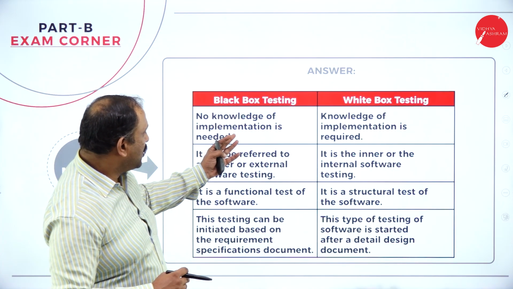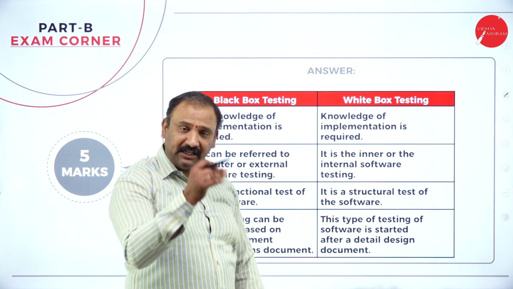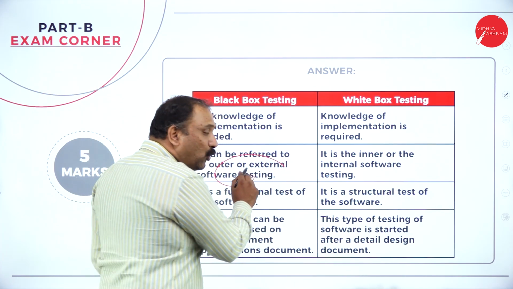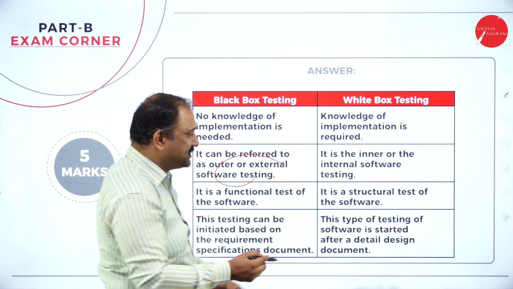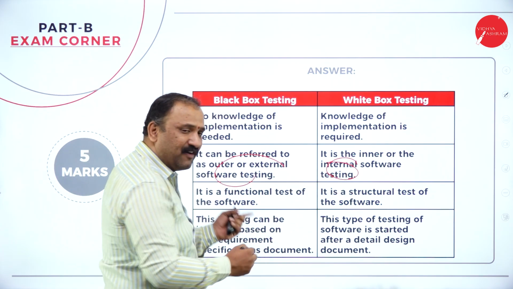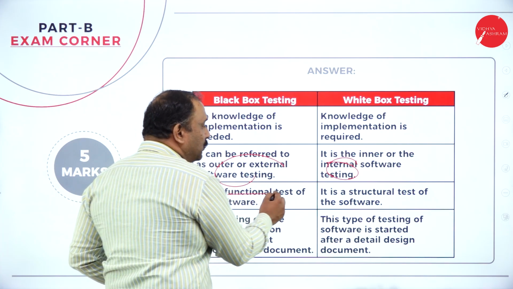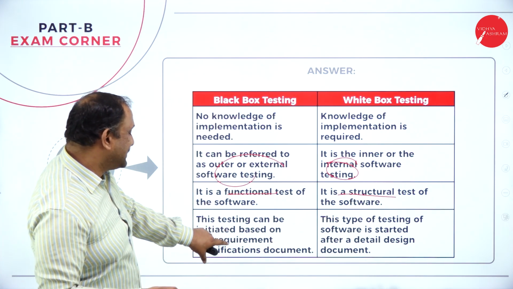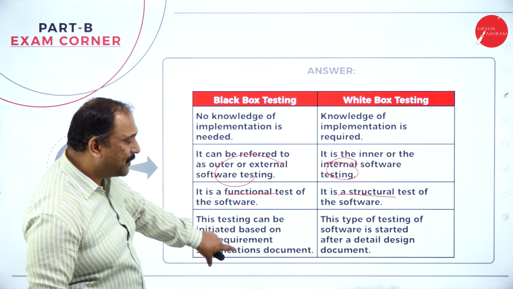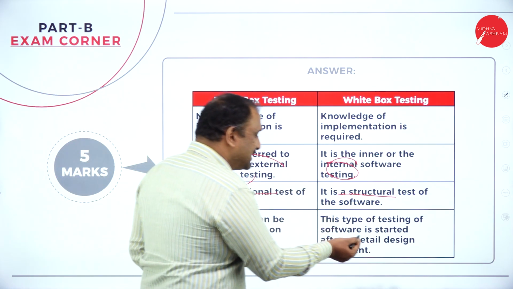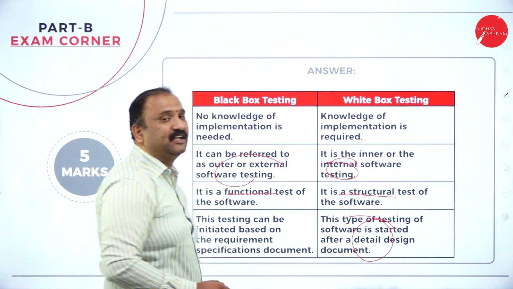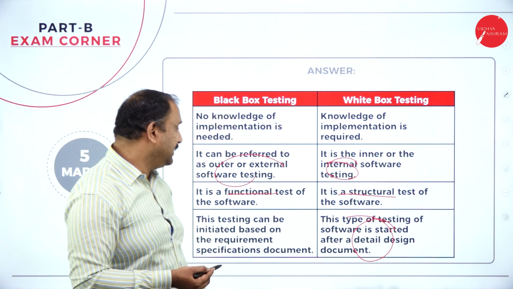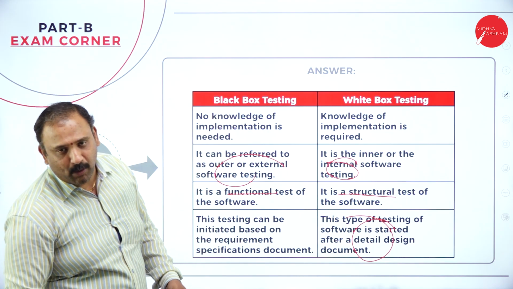Followed by no knowledge of implementation is required. Here the knowledge of implementation is required. It can be referred to as outer or external, whereas this is an internal one. This is a functional testing that we are going to go through. Here it is going to be a structural testing that we are going to do. Testing can be initiated on the requirement specifications. The testing is started with a detailed design of the document. So that is the difference that we are going to talk about, the black box and the white box testing.